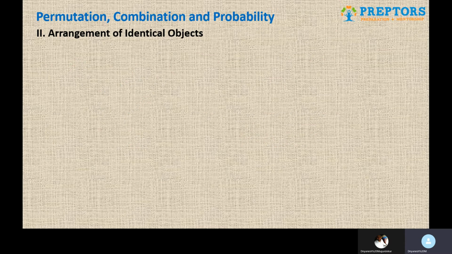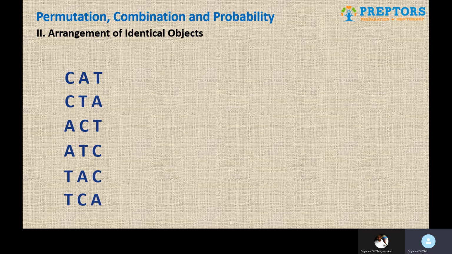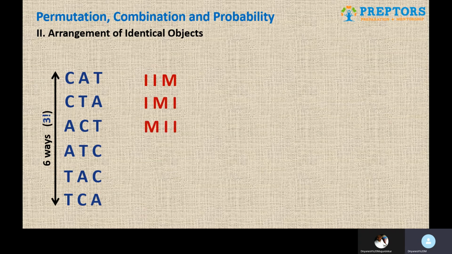Okay. Arrangement of identical objects. Suppose we have 3 letters CAT and we are supposed to arrange them. Consider that as a linear arrangement. All our distinct letters can be done in 3 factorial ways. 3 factorial, everybody knows, 6 different ways. But if you have something like this, IIM, where the 2 I's are identical, you know that it will be just 3 ways, because the remaining 3 ways will be just the repetition of those 3 scenarios, because we cannot distinguish between the 2 I's.